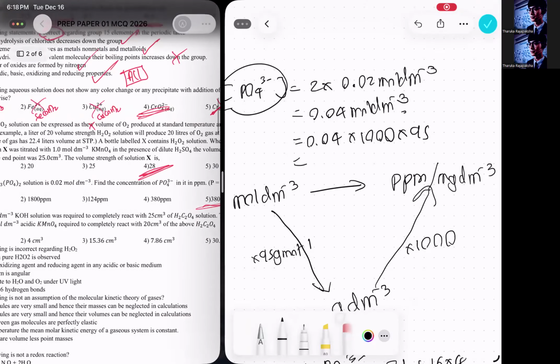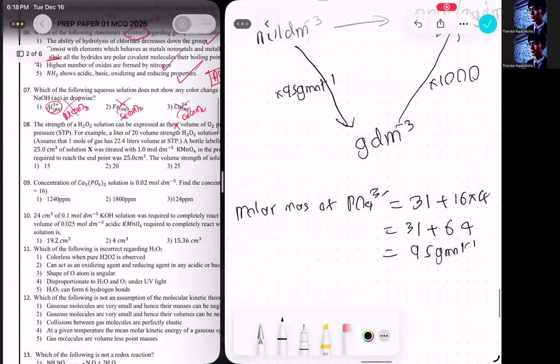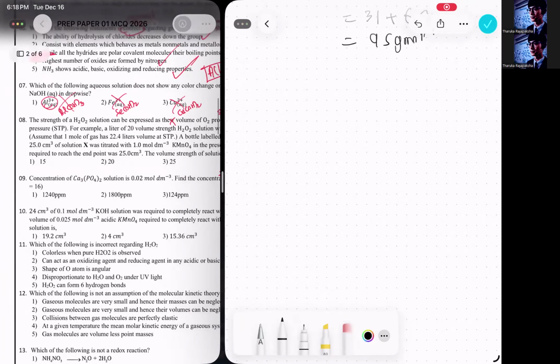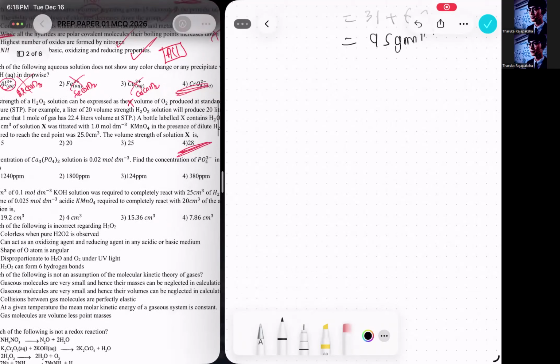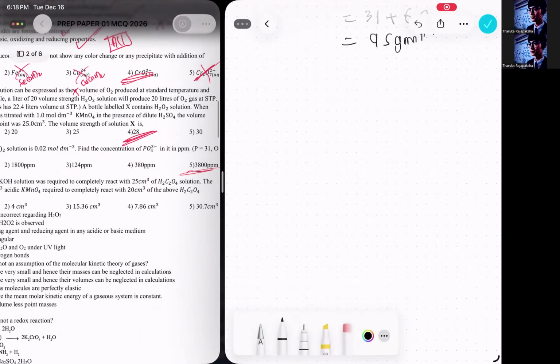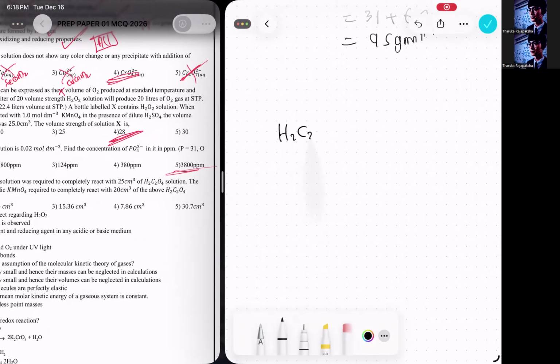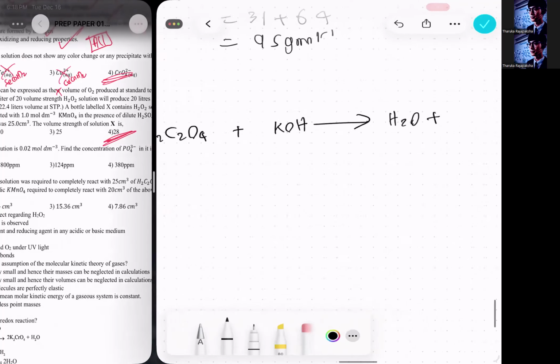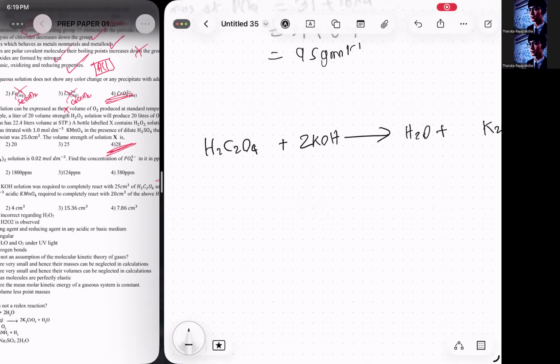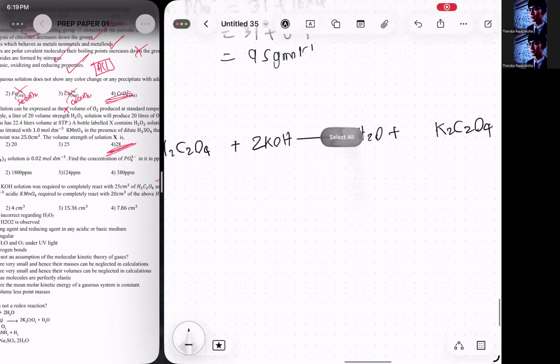Then people, let's look at question number 10. 24 cubic centimeters of 0.1 mole per cubic decimeter KOH solution was required to completely react with H2C2O4. People, H2C2O4 is an acid, KOH is a base, so this is a neutralization reaction. KOH will react and it will form H2O plus K2C2O4. So 2 KOH will react with H2C2O4 to form two water molecules.